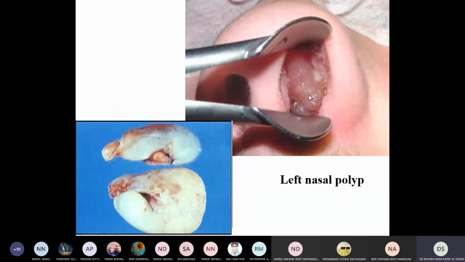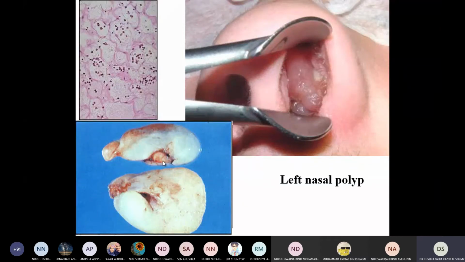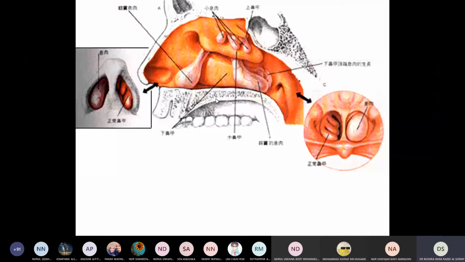So when you excise the polyp, it is a polypoidal structure, and mostly has inflammatory cells, especially eosinophils, as you can see, and a mucus background. You can also see it from the sinuses. This is the polyp.